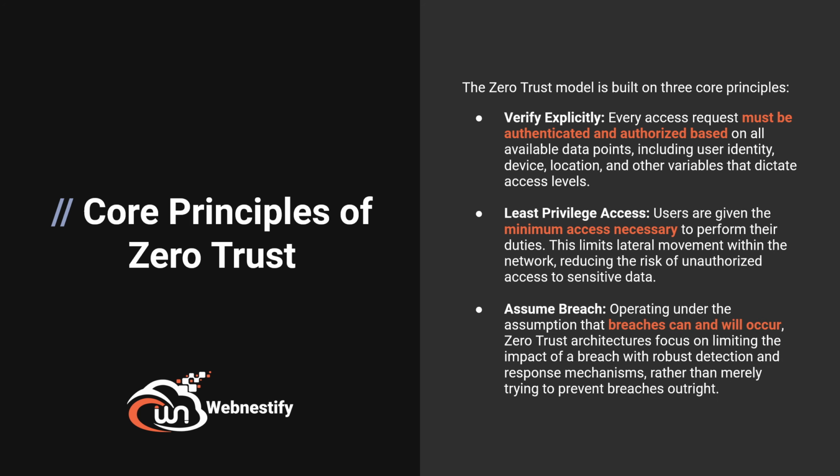Assume breach. Operating under the assumption that breaches can and will occur, zero trust architecture focuses on limiting the impact of a breach with robust detection and response mechanisms, rather than merely trying to prevent breaches outright. So always when you spin something up in the cloud, in your home lab, in your local network, you always need to have in mind that breaches can and will occur at any time and any place.